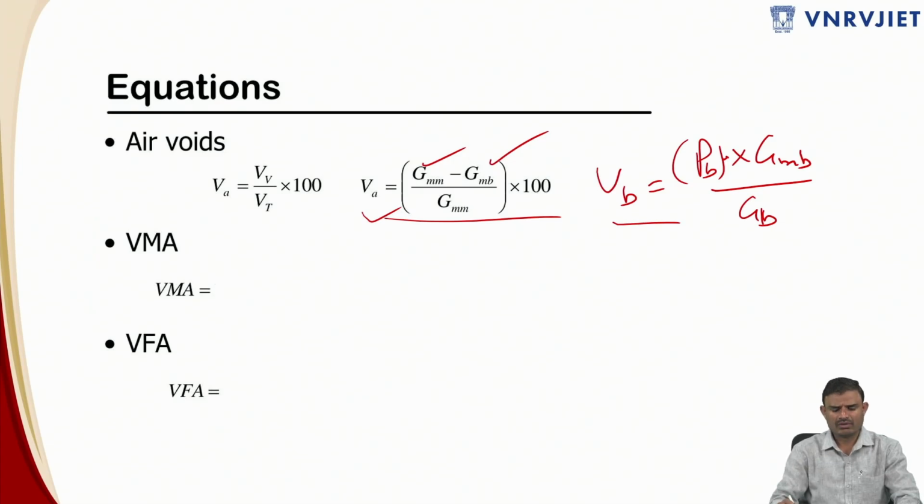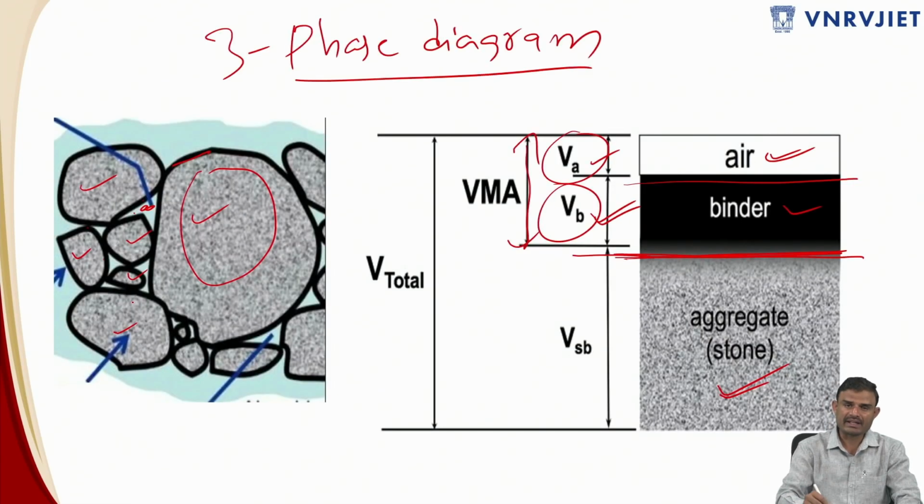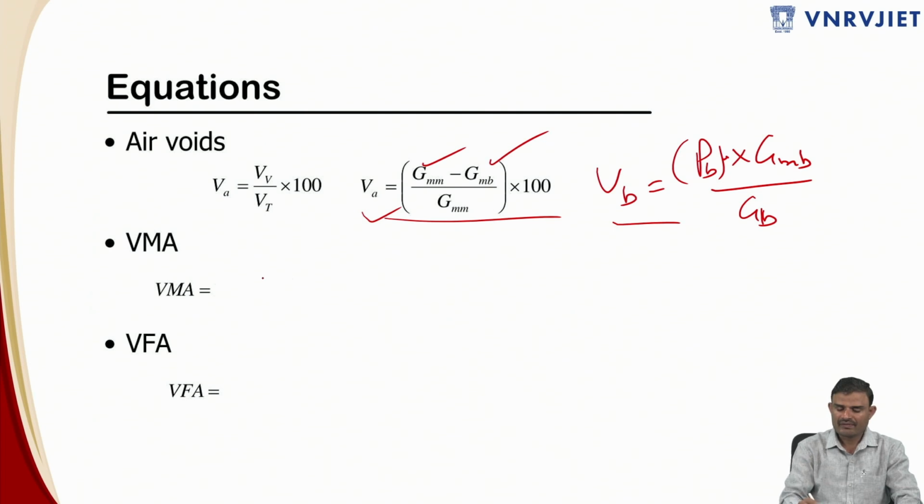Initially, if you remove the air voids and the aggregate, that is the space that is available. If we don't have binder, this entire thing is completely void. We have taken this as a single aggregate particle. This is the void that has been created. And then if you want the value of VMA, this is VA plus VB.